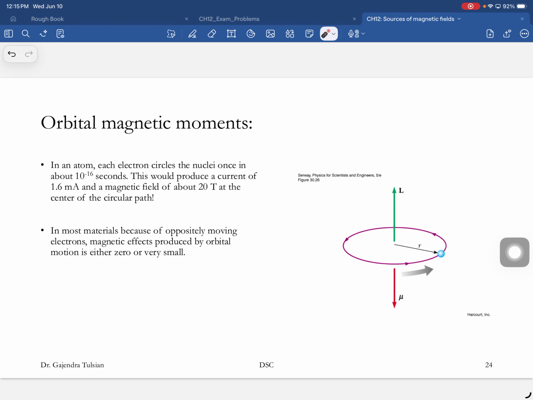The strongest magnetic field we've created is about 100 Tesla. Here's a single electron creating a magnetic field of 20 Tesla at the center of the nucleus. Why isn't every metal attracted to every atom, if every atom were such a strong magnet? Strength falls off quickly with distance.